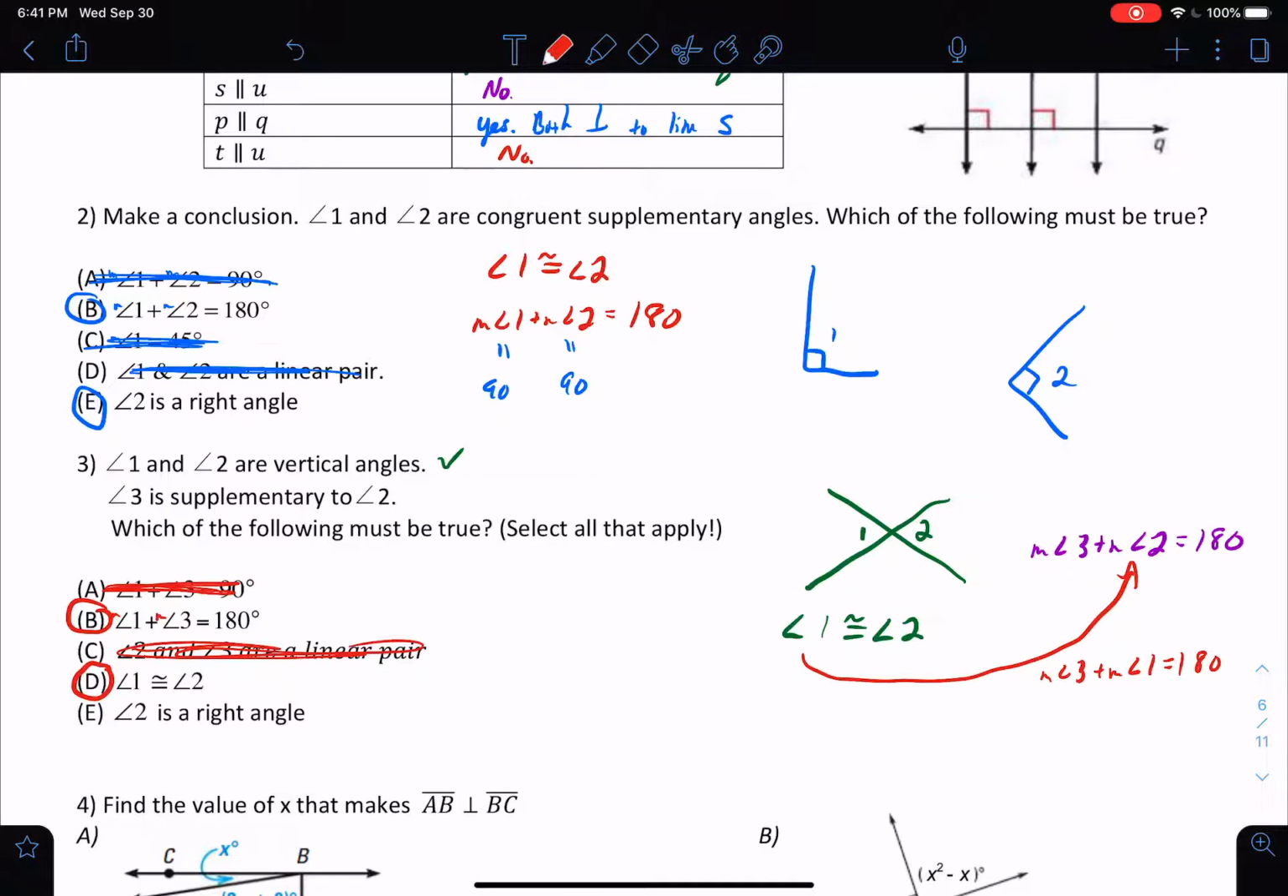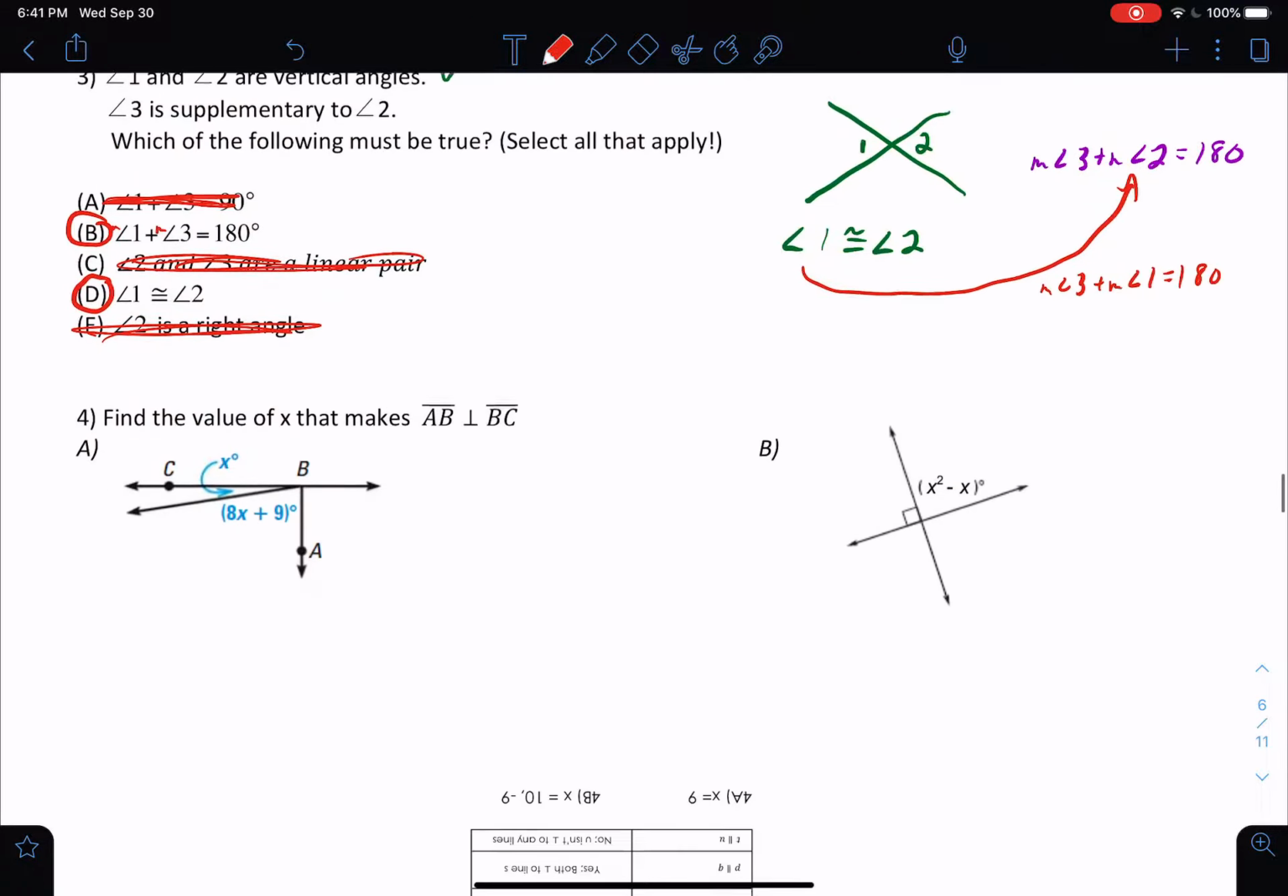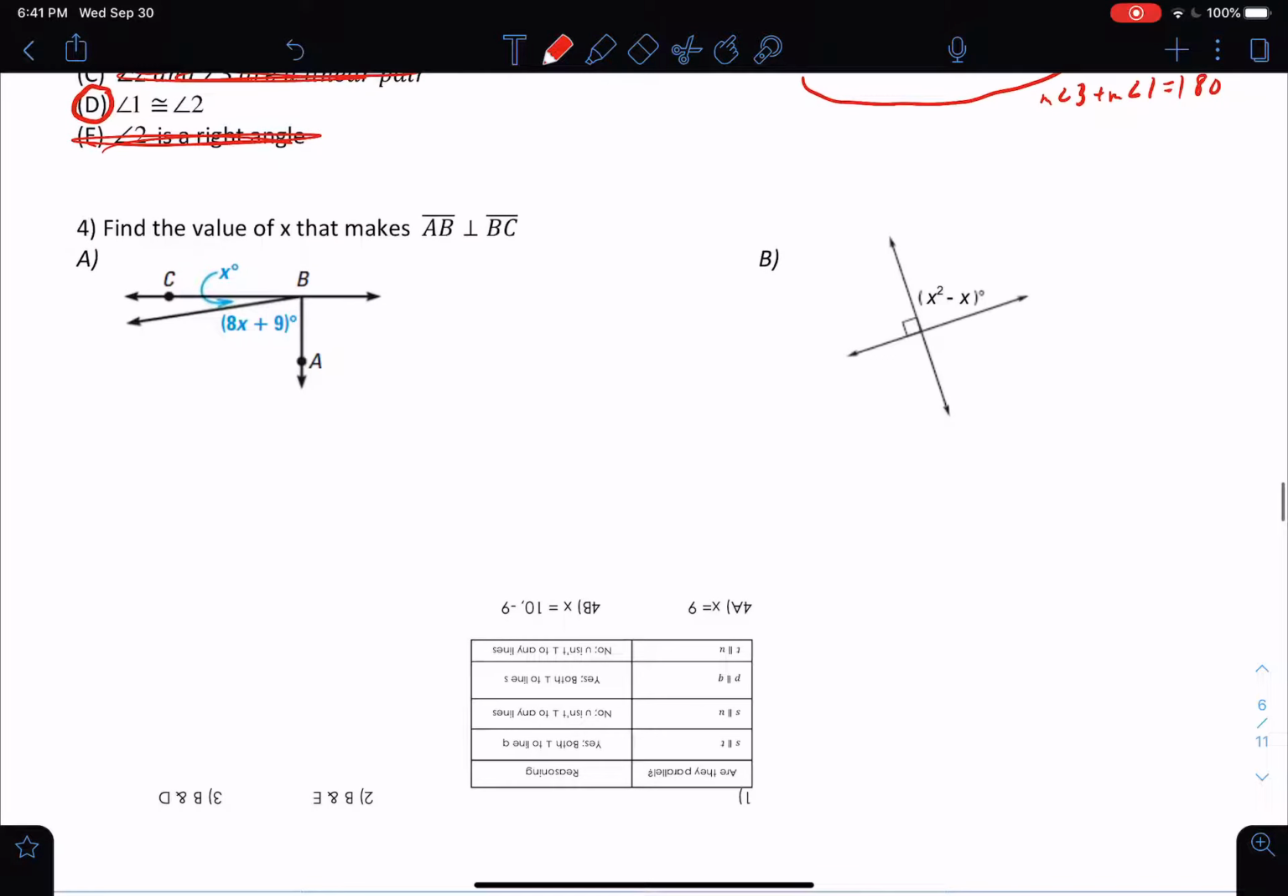All right, and then the last thing, angle 2 is a right angle. Nothing tells me that. Nothing tells me that 1 and 2 are right angles. So that one, no good. Okay, so that's how you deal with those select all that apply questions. You take each step at a time, and you see, could this be true? All right, last types of problems, and let's set them up.